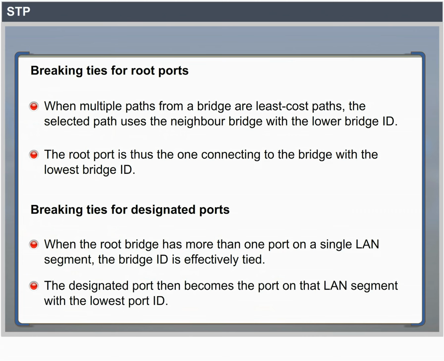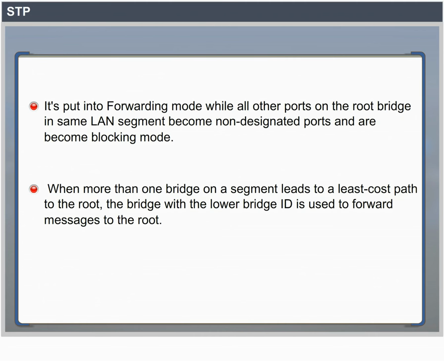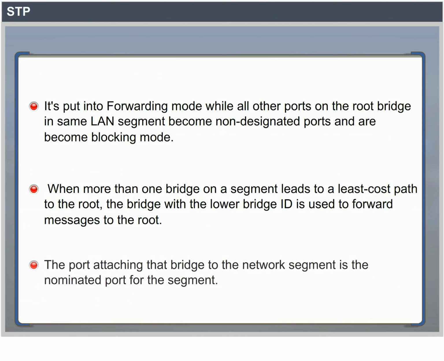It is put into forwarding mode while all other ports on the root bridge in the same LAN segment become non-designated ports and go into blocking mode. When more than one bridge on a segment leads to a least cost path to the root, the bridge with the lower bridge ID is used to forward messages to the root. The port attaching that bridge to the network segment is the designated port for the segment.